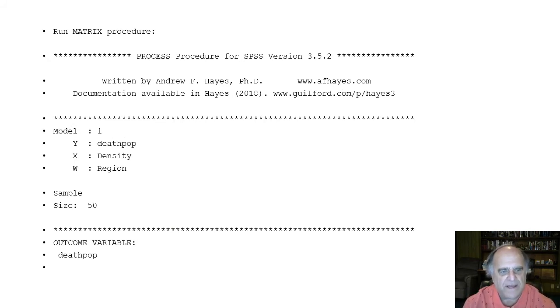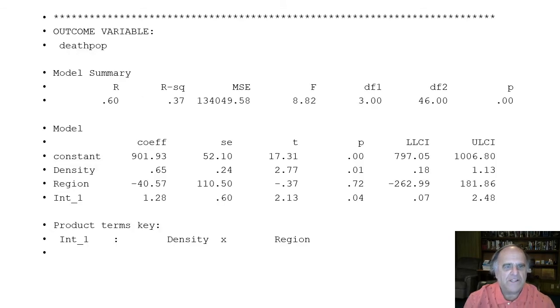Okay, another thing we can do here is to look at a moderated regression where we have a dummy variable or a categorical variable. Now I took a simple dichotomous variable. So we ran this regression before. Here we have, again, deaths, COVID deaths per 100,000, density, and this time region. If you remember, region was coded north-south. So we go ahead and run this.